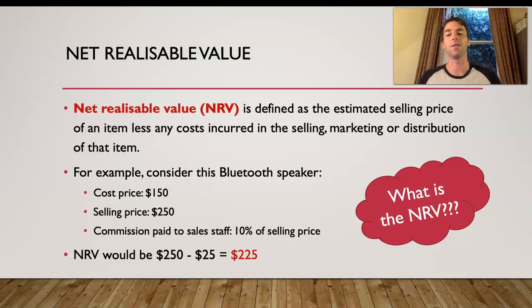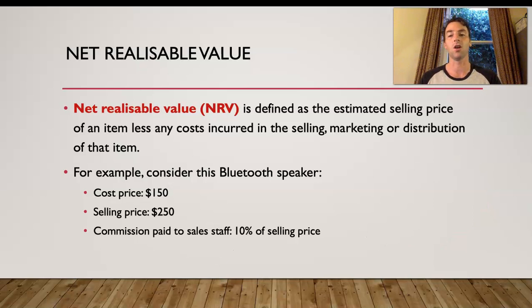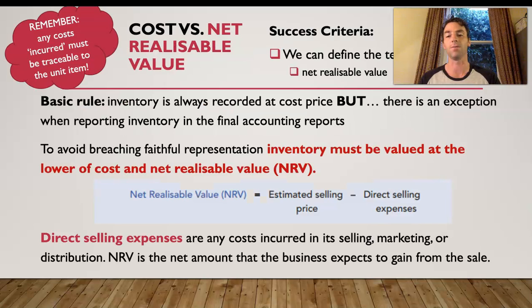We're going to make a profit of roughly $75 per speaker. Our net realizable value is greater than its cost price. So that's good news. Nothing is bad. If you look at our second dot point there, inventory is valued at the lower of cost and net realizable value. So we just value it at cost. We keep working on, move on. Our business is operating as it should.